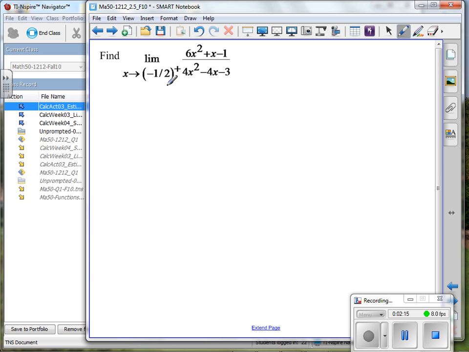We also know from our work with limits that if we can just make a substitution, our job is done. But what happens when we substitute -1/2 into this? Is there a problem? Let's see, -1/2 squared is 1/4. 4 times 1/4 is 1. 4 times -1/2 is -2, and then take the opposite of that, so that would be +2. We have 1 plus 2, and then of course this would be a zero denominator, so we cannot do that.